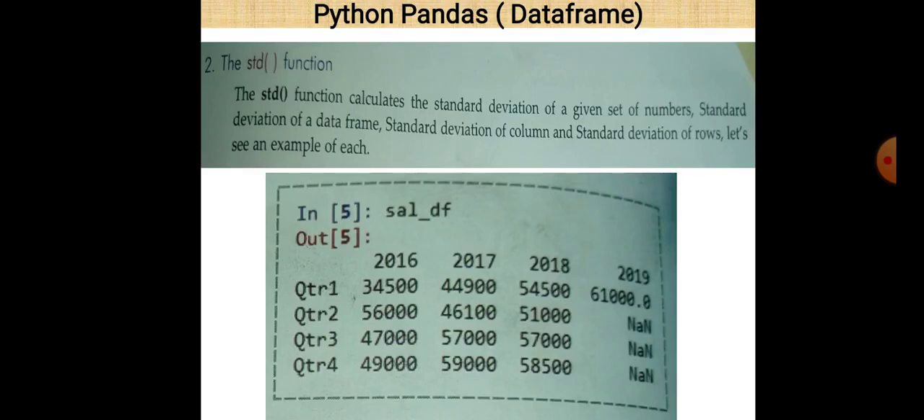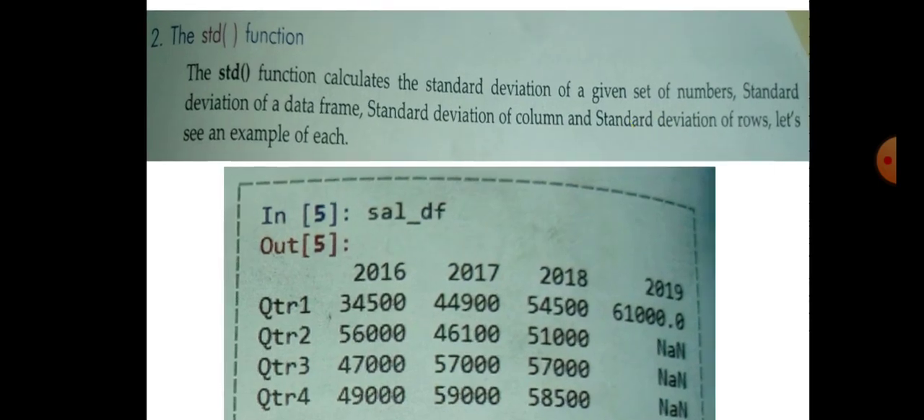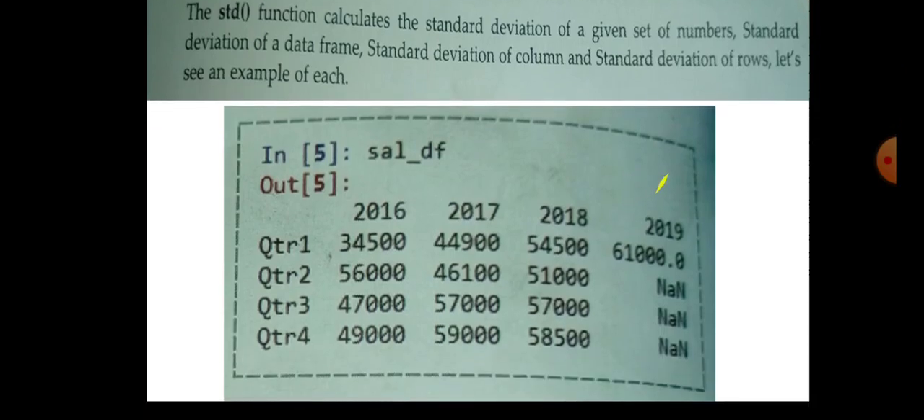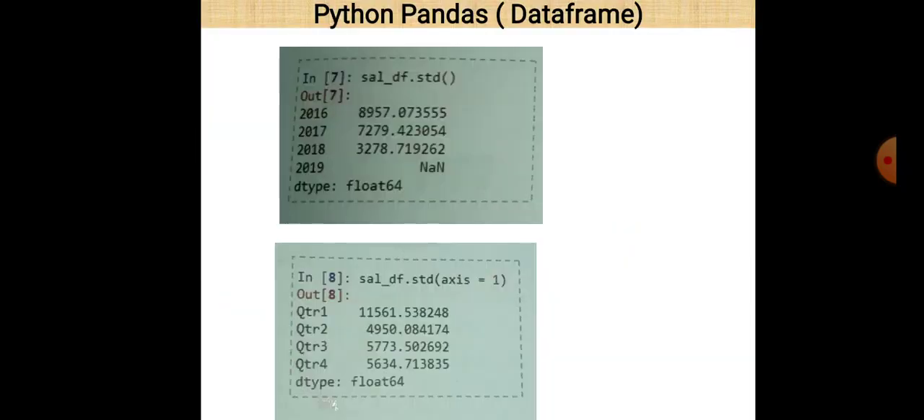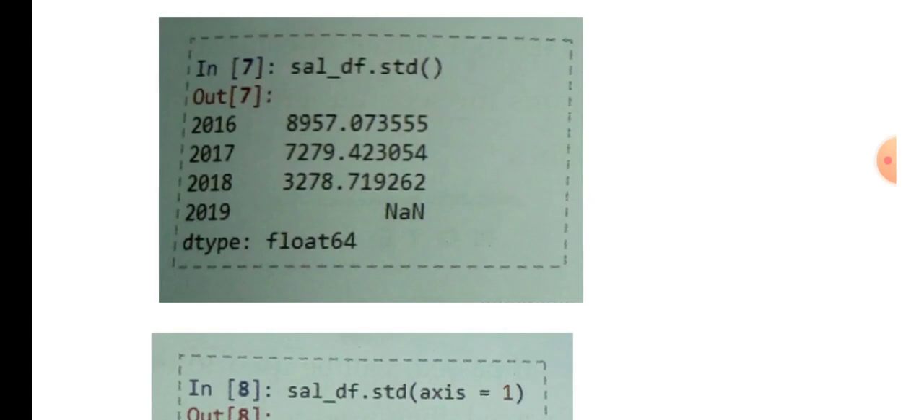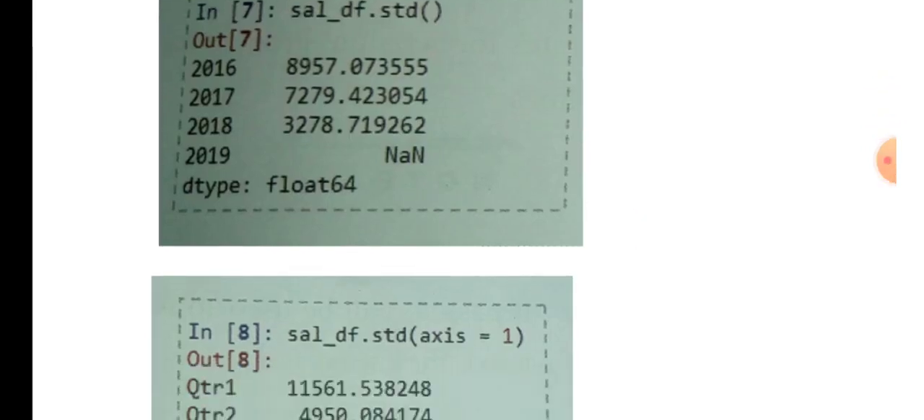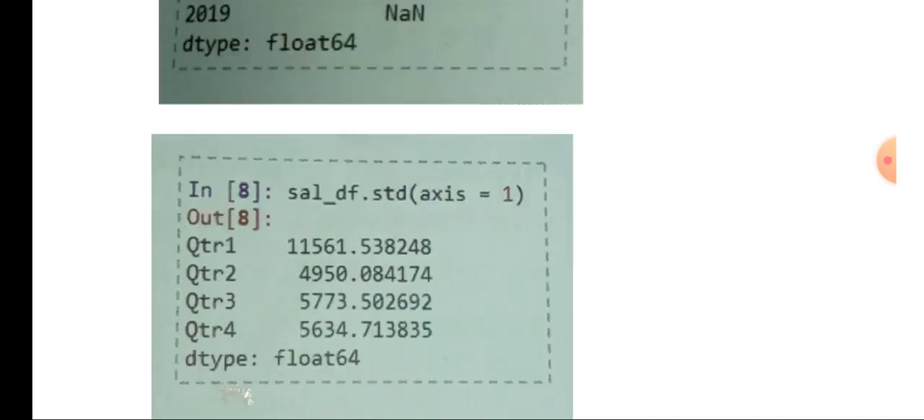And next is standard deviation. To calculate standard deviation, the std function is used. Standard deviation is nothing but the square root of the variance. So this is the data frame, and to find out the standard deviation, you just use the std function. First of all, put the name of the data frame, that is sl_df in this case, then put the dot operator and then the name of the function. By default it is along axis 0, and if you want to find it along axis 1, then you can use axis equal to 1 here. You can see here, this is the standard deviation along axis equal to 1.